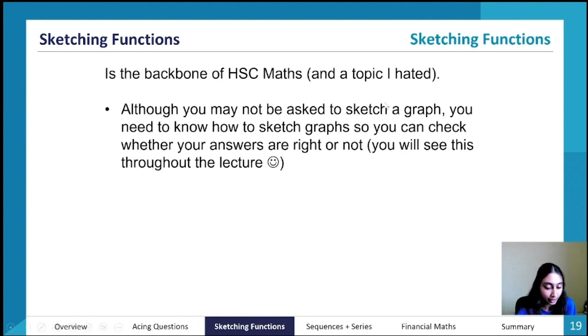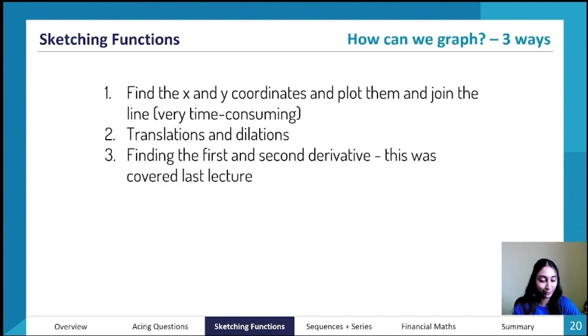You probably will be asked to sketch a graph, but you do need to know how to actually sketch graphs. Partially because there's a chance that you will be asked to sketch a graph in the HSC, but also there are a lot of times where sketching the graph is going to actually get you the correct answer, whether or not you're actually marked for sketching it. Which might not make sense yet, but we'll get a few questions in a few slides that will get you there.